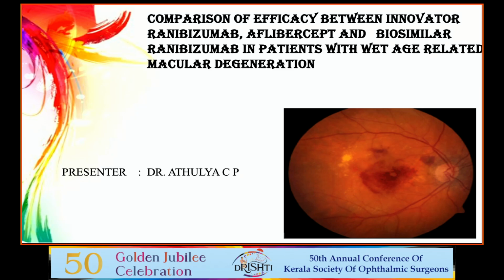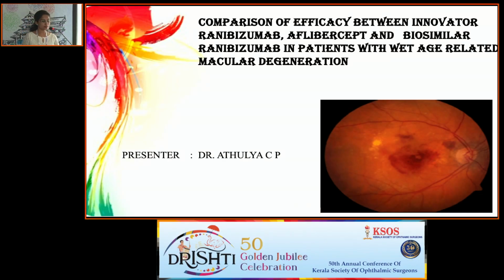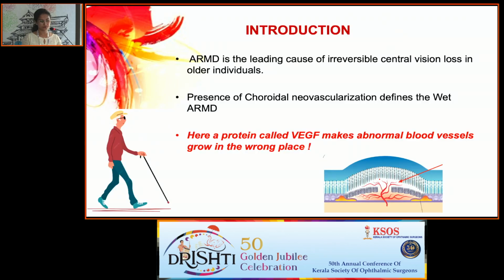Good afternoon all. My topic for presentation is comparison of efficacy between innovator ranibizumab, aflibercept and biosimilar ranibizumab in patients with wet age-related macular degeneration. Age-related macular degeneration is the leading cause of irreversible central vision loss in older individuals. Presence of choroidal neovascularization defines wet ARMD. Here a protein called VEGF causes abnormal proliferation of the choriocapillaris, which will break through the Bruch membrane and reach the sub-RPE and subretinal space.